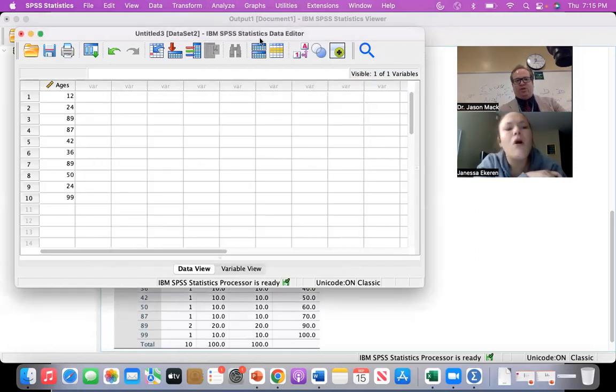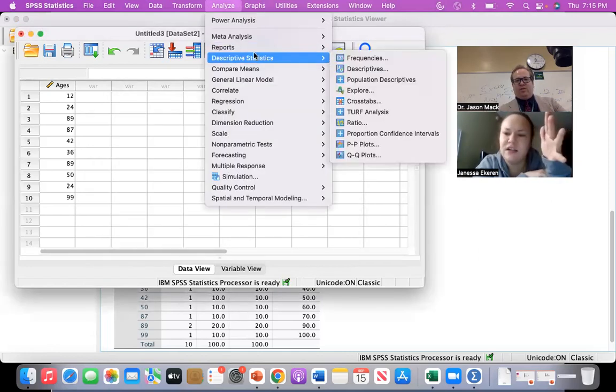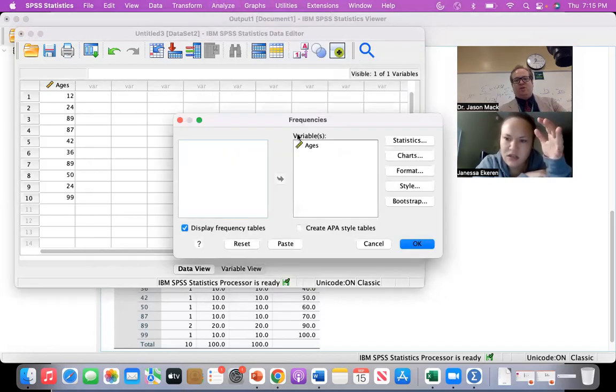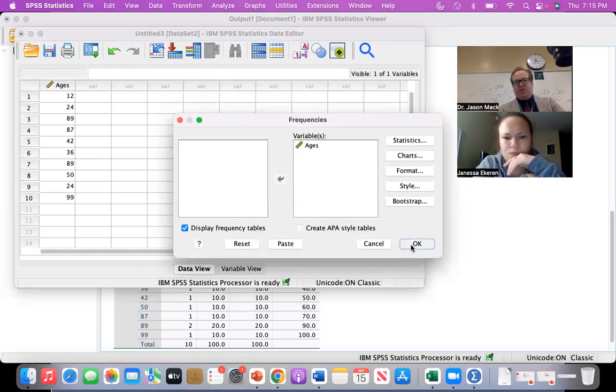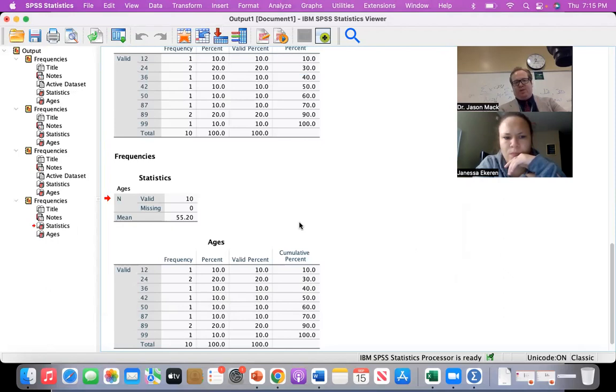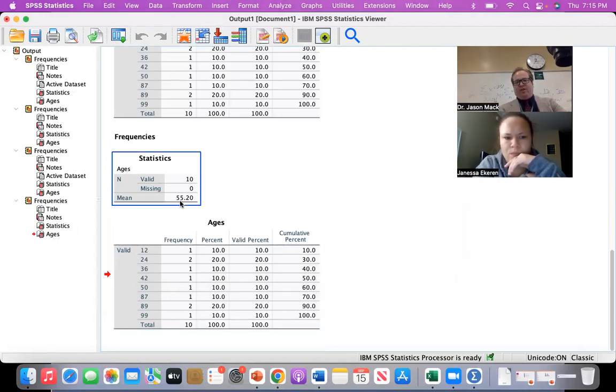So when you move it over, then it actually makes it in use. It makes it so you can use it. So if I don't move it over here, I can't do anything. So I'm going to move ages. I'm going to click on statistics and I have all these wonderful options. I'm just clicking on mean. I can do the mode and a bunch of other stuff. I'm just doing the mean and then I'm saying continue and then okay, and then it's spitting that out in this new file, 55.20.